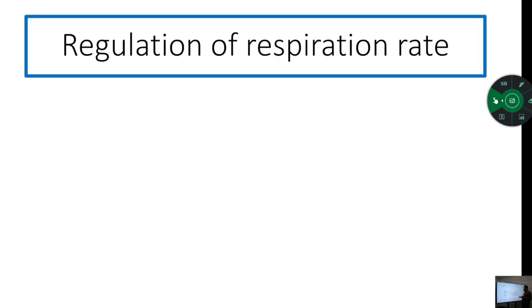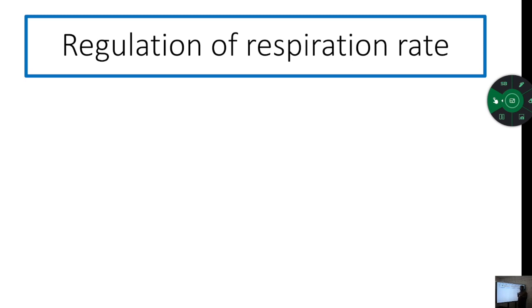And the second mechanism was the regulation of the respiratory rate. As I told you, the respiratory rate is around 20 to 25 breaths per minute, or inspirations and expirations per minute. So when you say regulation, that means either the respiratory rate can increase or decrease.